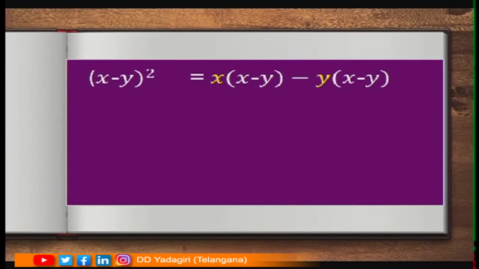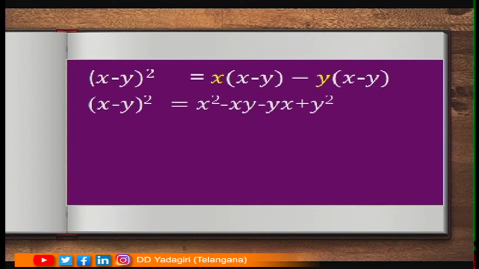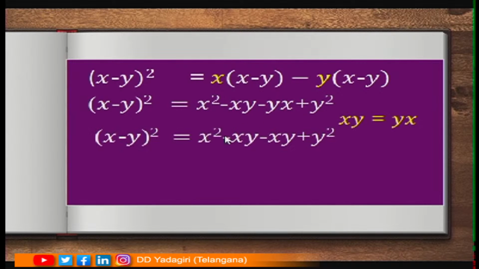So, x minus y whole square is x into x minus y minus y into x minus y. So, you can write this as x into x, x square, minus x into y, xy, minus y into x is minus yx, and minus into minus is plus y square. So, because xy is the same as yx, you can write this as x square minus xy minus xy plus y square. So, xy is repeated, so you can write it as 2xy. So, x minus y whole square is the same as x square minus 2xy plus y square.